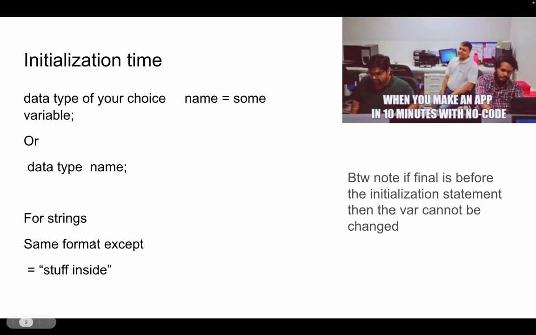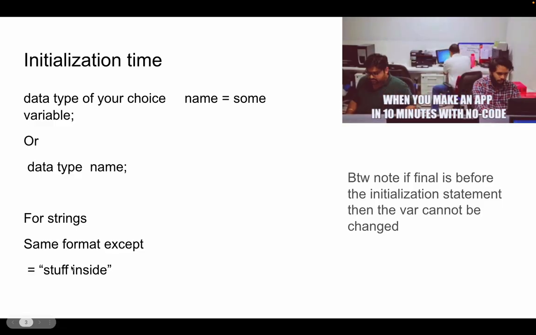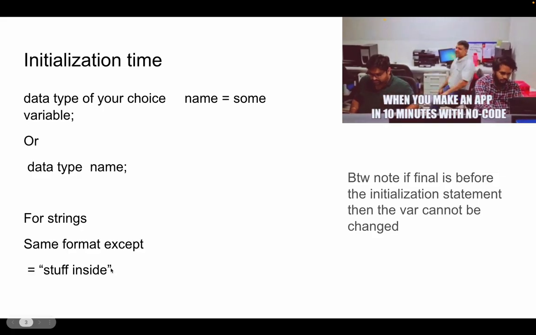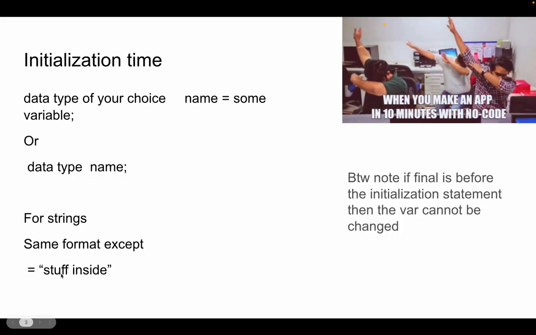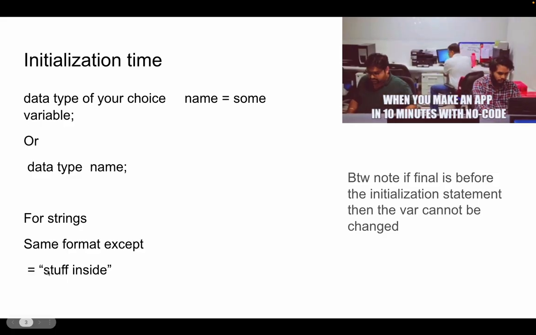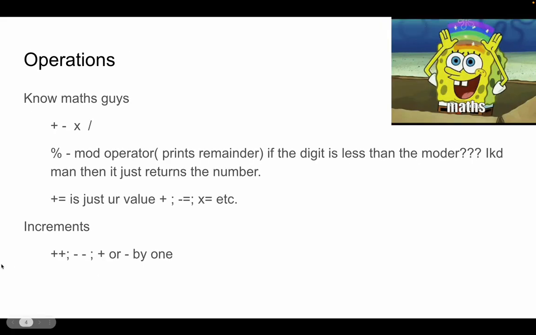For strings, it's the same format, except when you're giving it a value, unless you're taking it from a variable of the same type, it always has to have the quotation marks, and then whatever you want inside. The stuff inside these quotation marks will be assigned to that string variable. That's basically how you do it.